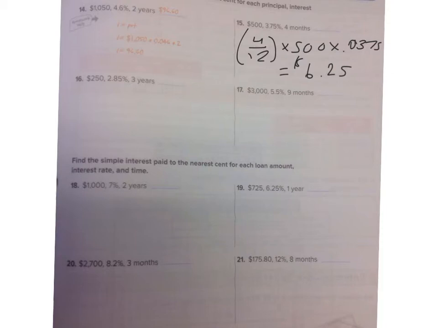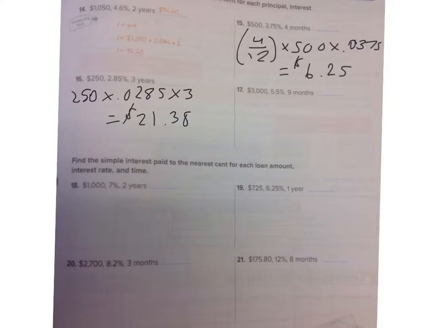For number 15, our time is in months again, so we will do 4 divided by 12 first to change that into years, times 500, and then multiply that times 0.0375. Our final answer is $6.25.